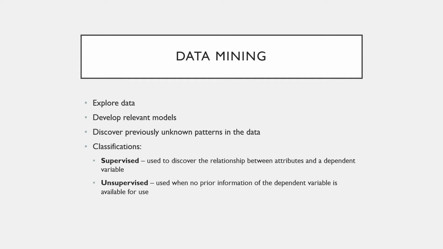Data mining is the process of exploring data and developing useful models in order to uncover patterns. There are two classifications of data mining methods, supervised and unsupervised. Supervised methods are used to detect relationships between input and output variables, and unsupervised methods are used when the output, also referred to as the dependent variable, is not available for use.